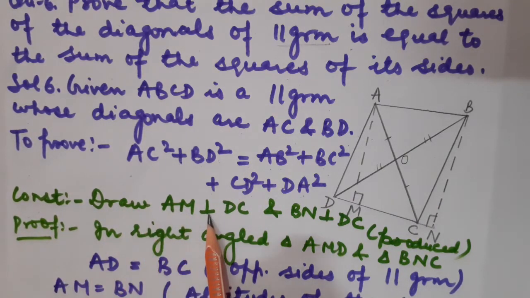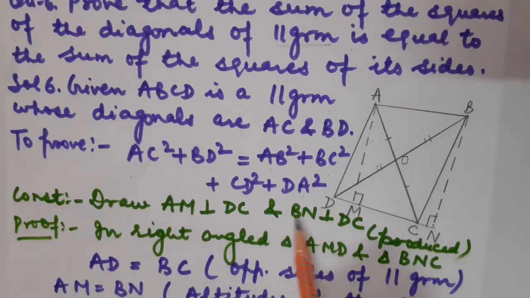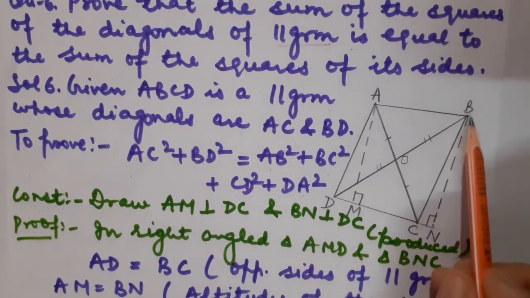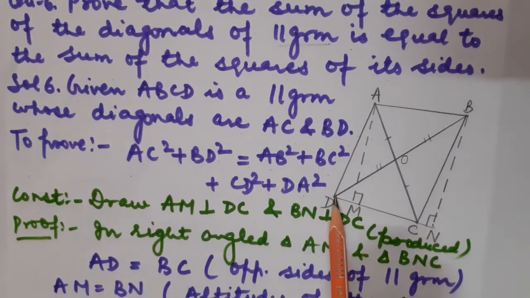Draw AM perpendicular to DC. This is AM drawn perpendicular on base DC. Correct? And BN. This is BN, which is also perpendicular on DC produced. DC has been produced up to N, and BN is perpendicular on DC produced.